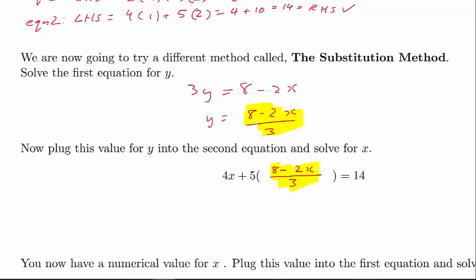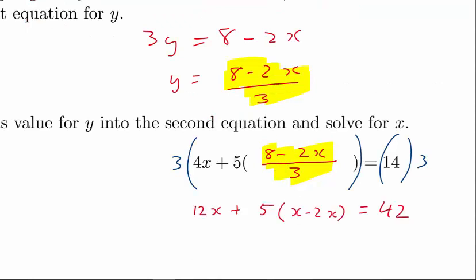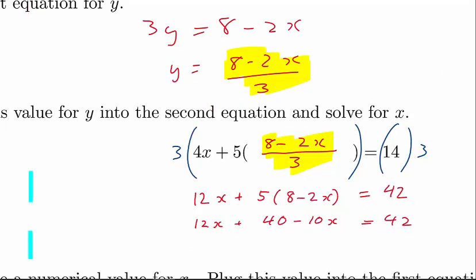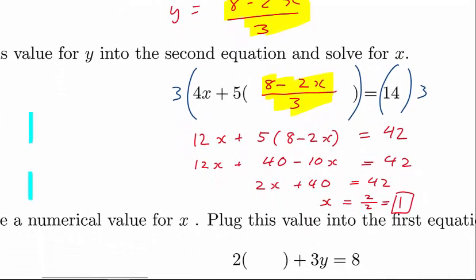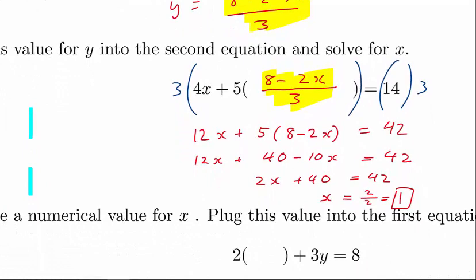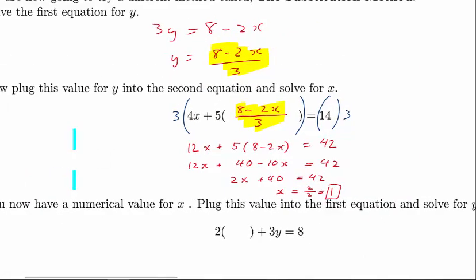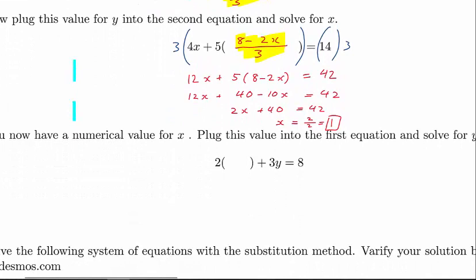First step here is we're going to multiply both sides by 3. And then distribute the 5. Now combine like terms, then subtract by 40, then divide by 2, getting you an answer of 1. Okay, so there we are. That is our x value.